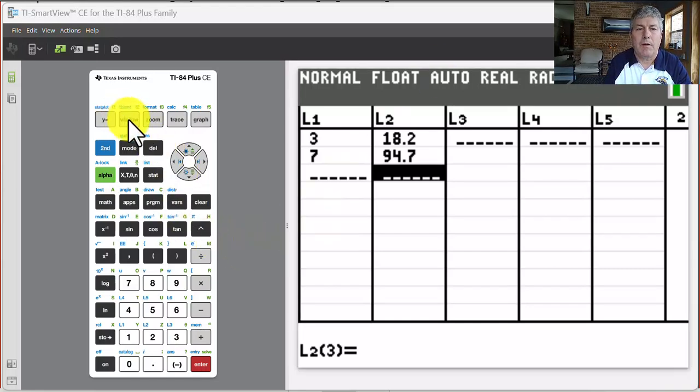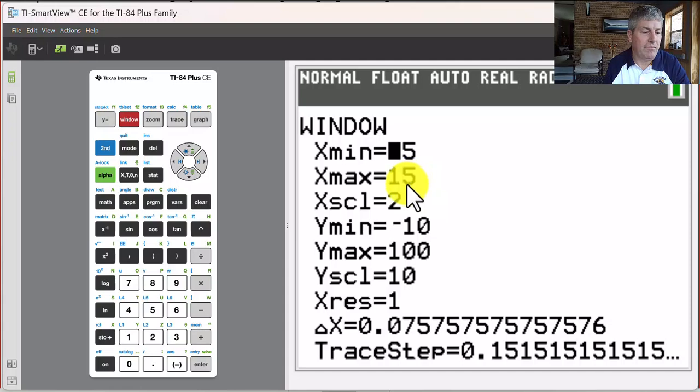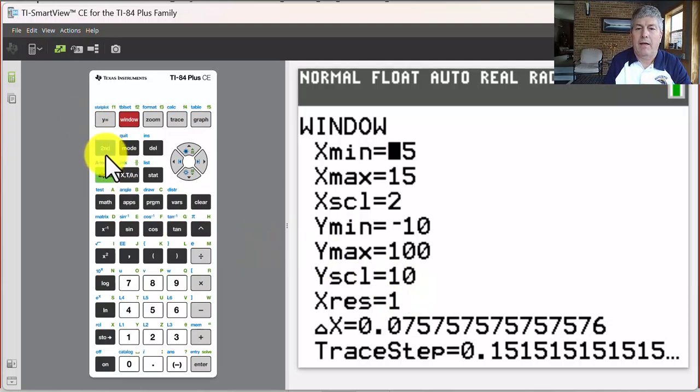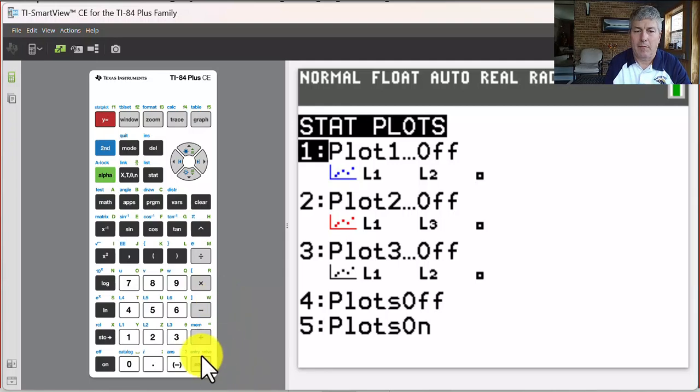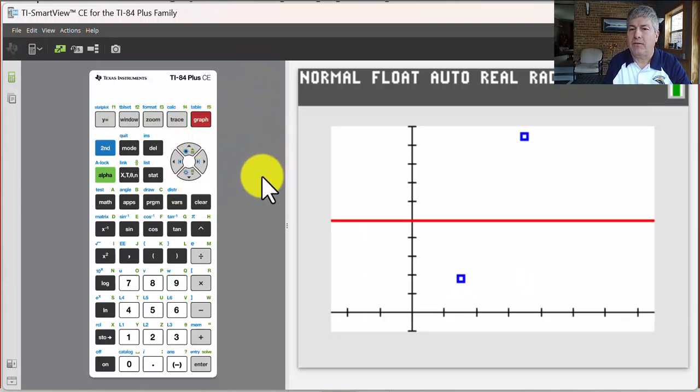The next thing I'm going to do is set my window for my x's and y's. So my x's I chose between -5 and 15, counting by 2's, and my y's I went from -10 to 100, counting by 10's. And then I'll go ahead and I'll turn on my plot 1 and get that guy going. And if we graph, we might see our 2 ordered pairs there.